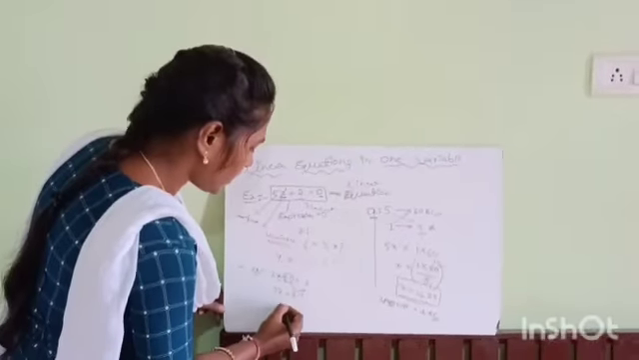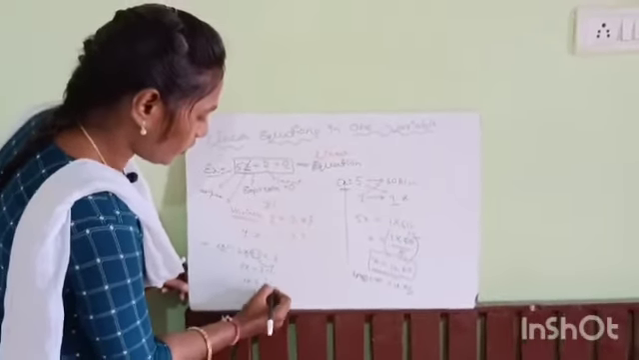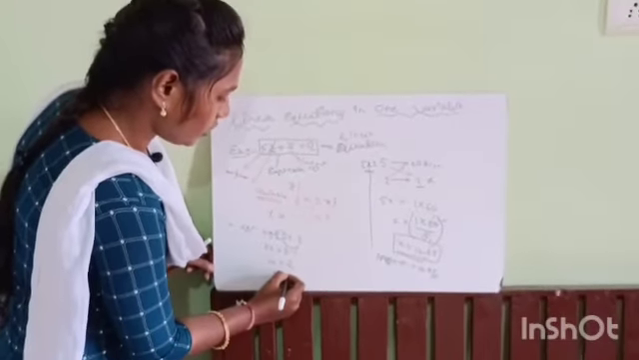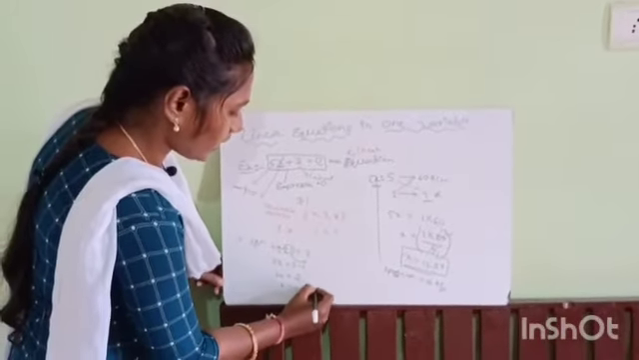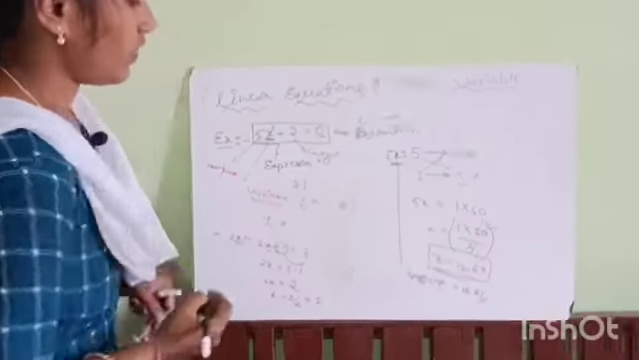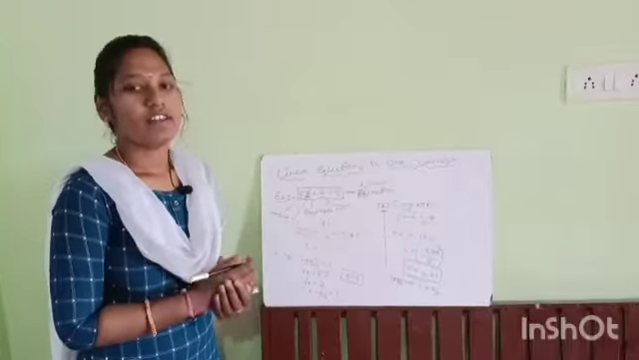So 2x is equal to 3 minus 1, which is equal to 2. Then 2x is 2, so x is 2 divided by 2. You will get 1. x is equal to 1. Like this, we are going to solve linear equations in one variable.